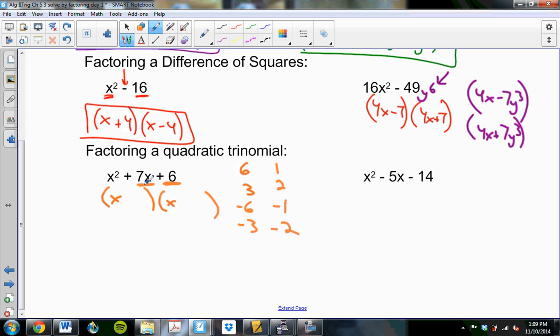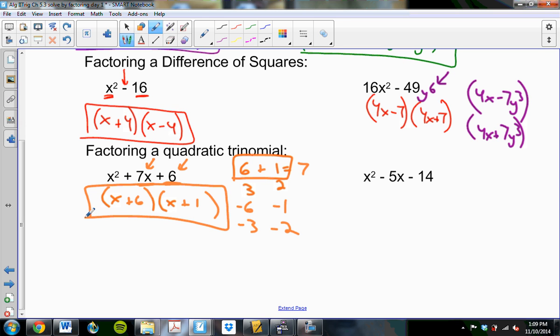Any numbers that multiply to this and add to this. Well, those numbers are 6 and 1. 6 times 1 is 6, and 6 plus 1 is 7. So this becomes x plus 6 and x plus 1, and that is now factored.